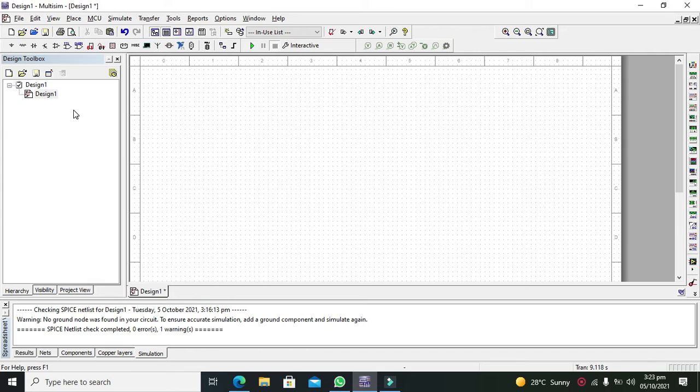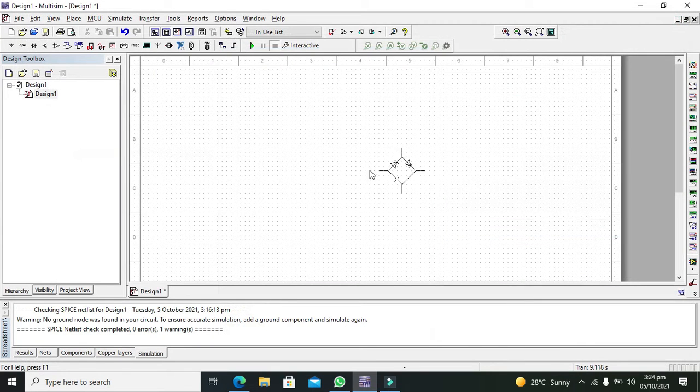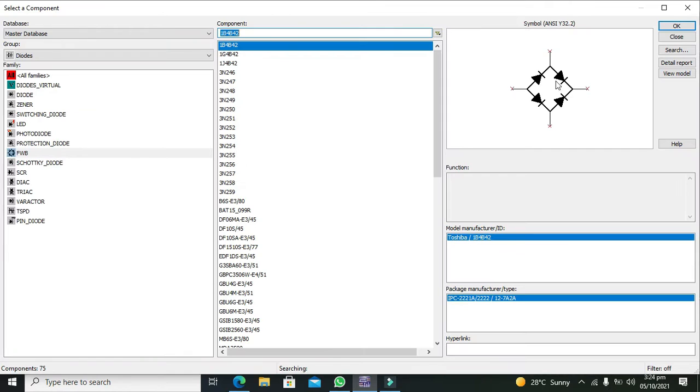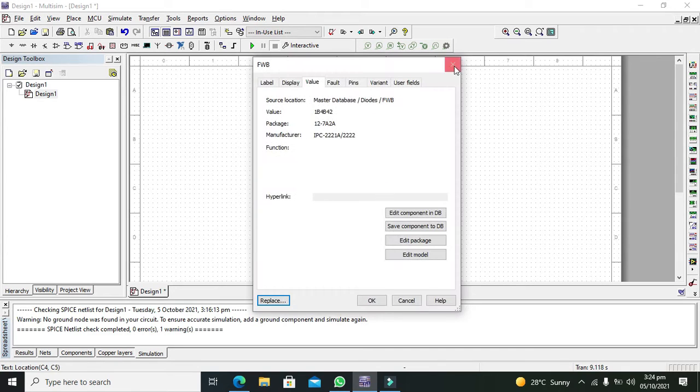So first, you need to go to the components, that is, click on place diode. Here you can see that we have the FWB component, or the bridge rectifier component. There are around four diodes in a single bridge rectifier.